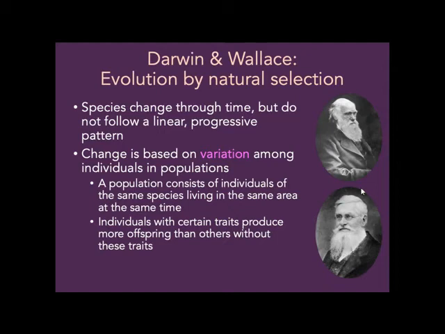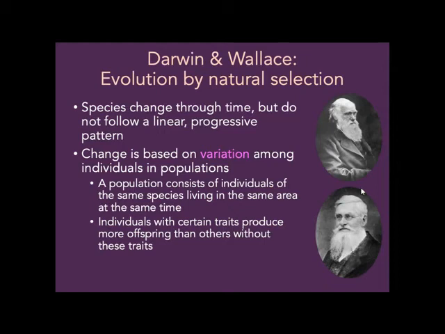And one important component for change to occur is that there has to be variation among individuals in the population. So what do we mean by a population? A population is a group that consists of individuals of the same species living in the same area at the same time. All right, you guys, tell me. Same species, different species? Same species. Same area or different area? Same area. Same time or different time? You know the answer. It's the same time. Yes, so that's a population.